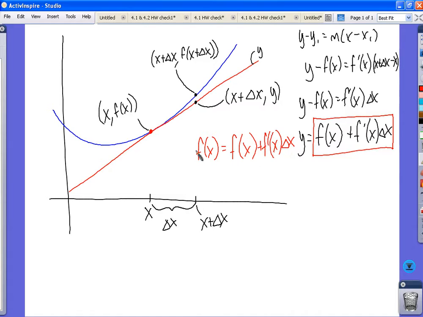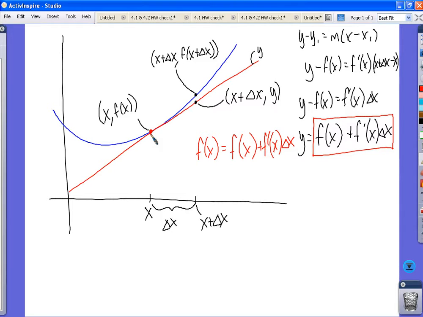Why are these exactly the same? What about this expression would tell me, since we're right at x, how do I know these are exactly the same? F of x is the y value at that spot, and then the equation has its y value. And we can see that they're the same by the picture.